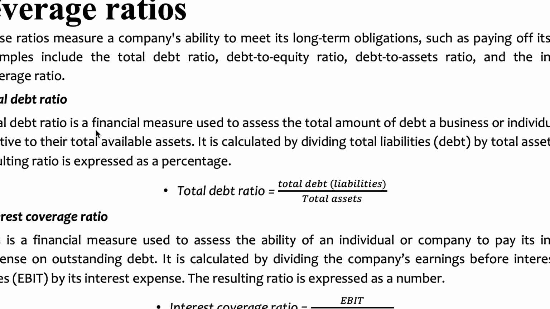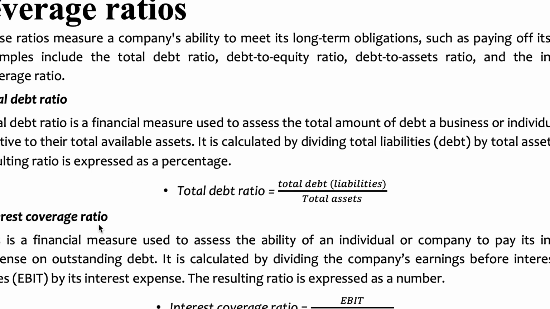The total debt ratio is used to assess the total amount of debt a business has relative to their total asset. So when you are computing it, you divide your total debt by the total asset. The total debt includes both the short-term and the long-term debt, and the current liability. They form the total debt. So you divide it by the total asset. The lower, the better. If it is high, it means the company is highly levered.